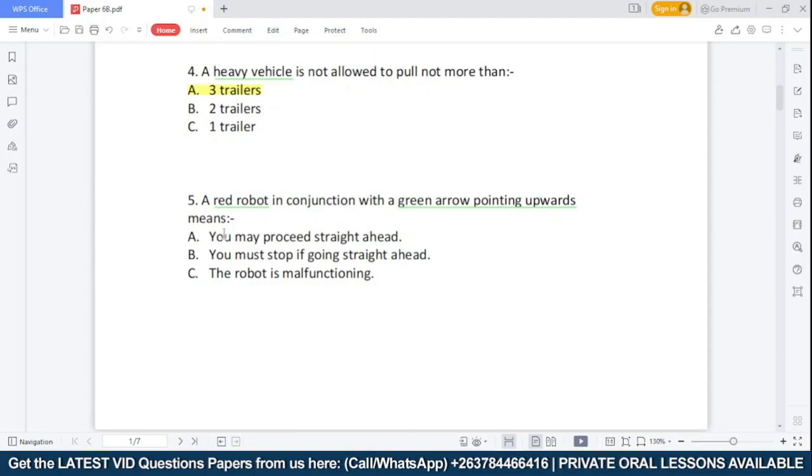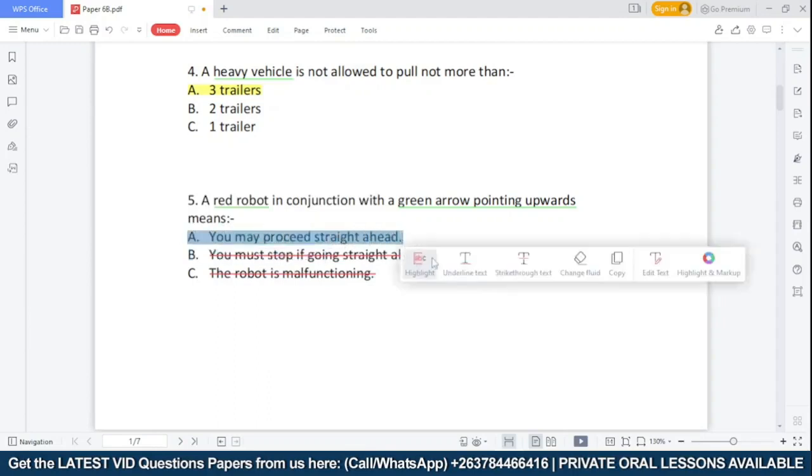So let's look at A. You may proceed straight ahead. True. You must stop if going straight ahead. False, which is actually the opposite. If you're going straight ahead, you should proceed. So this is the wrong answer. B, the robot is malfunctioning. This is also a wrong answer. So which only leaves us, this is the correct answer for number 5. You may proceed if going straight ahead.